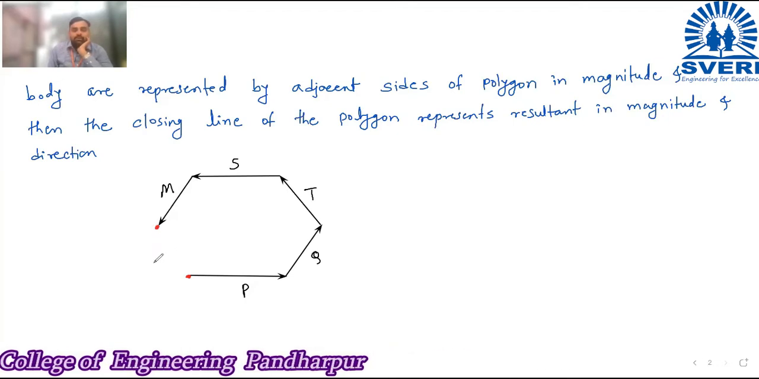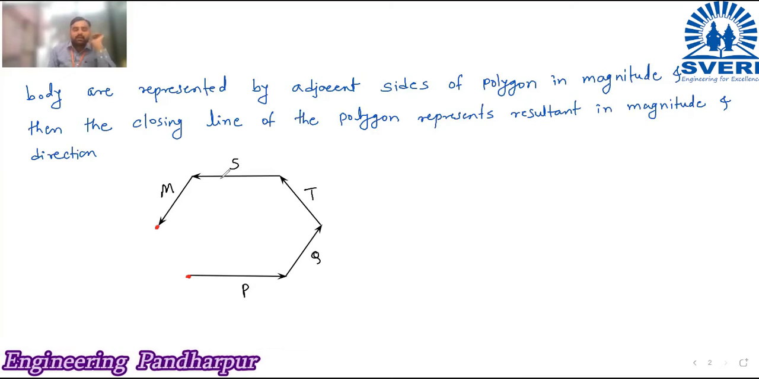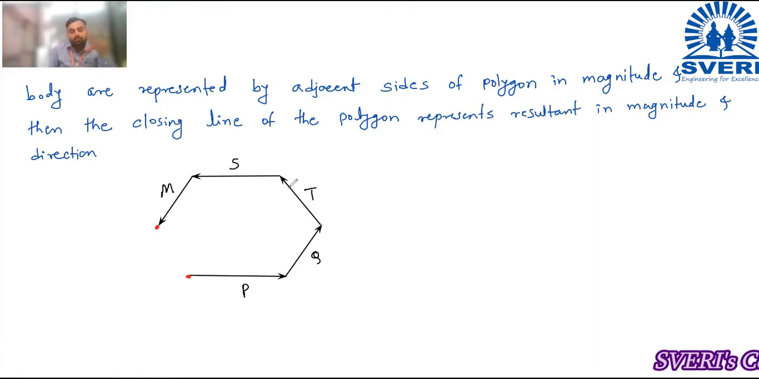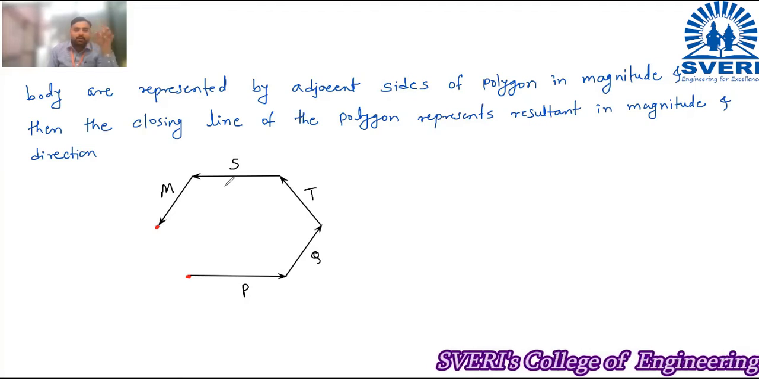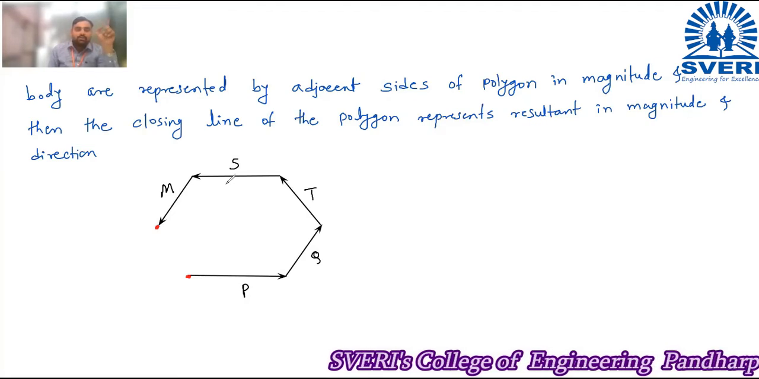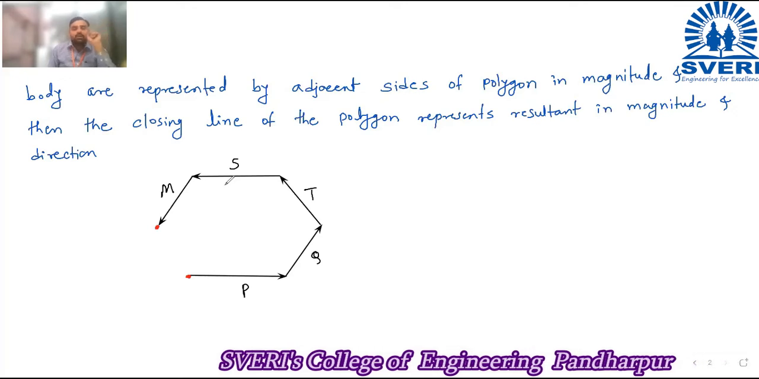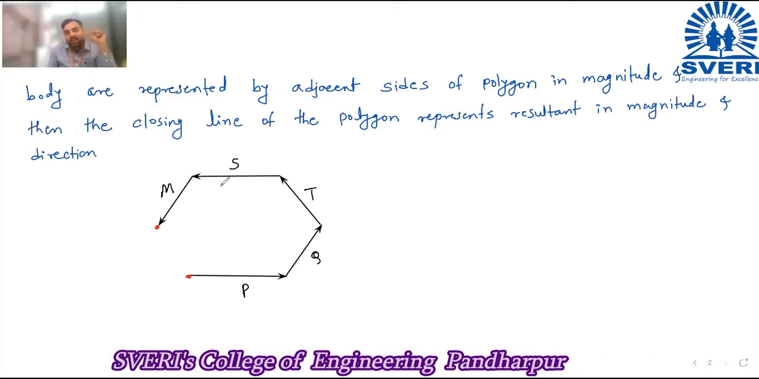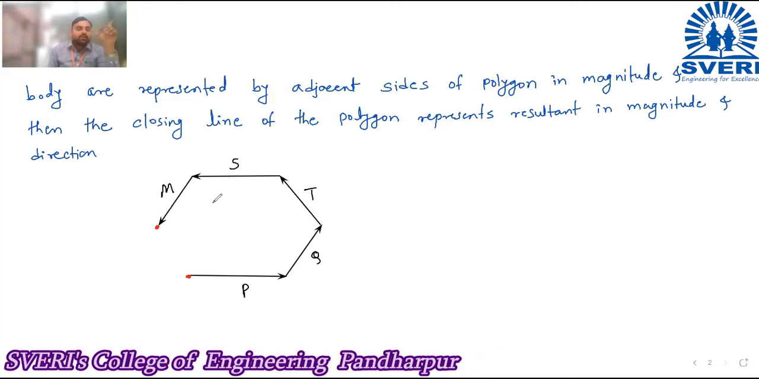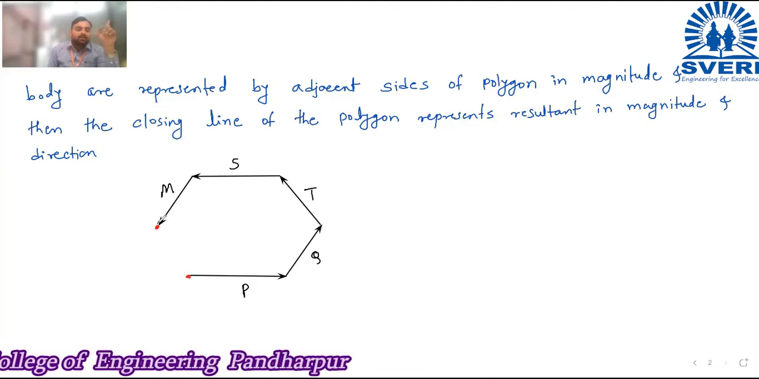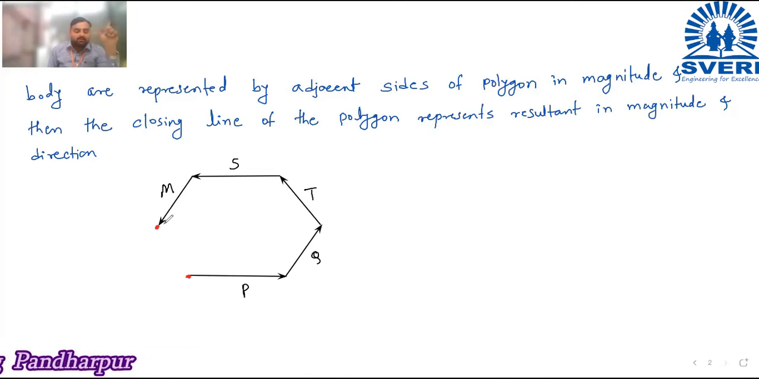So according to this law, if the number of forces are acting on the body and those forces are represented by the adjacent sides of the polygon, which I have shown here right now, in magnitude and direction, then the closing line. Closing line means what? The line joining the start point and end point. That is called the closing line. So this closing line will represent the resultant.